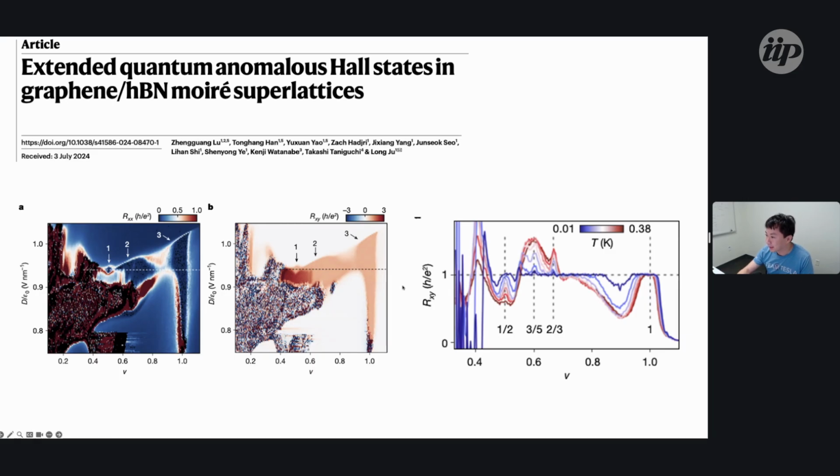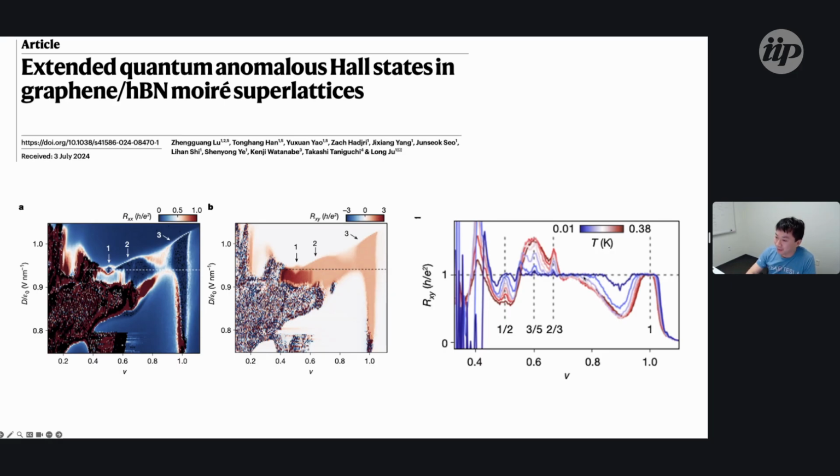And what they see is that there's this branch in the phase space at a very large displacement field. This is actually a similar branch compared to where the superconducting phase comes from. The only difference is that in this sample, there's alignment between graphene and the underlying hBN substrate. When they do a line cut across here, they see quantum anomalous Hall effect at integer filling, as well as reentrant quantum anomalous Hall effect at fractional filling, right?